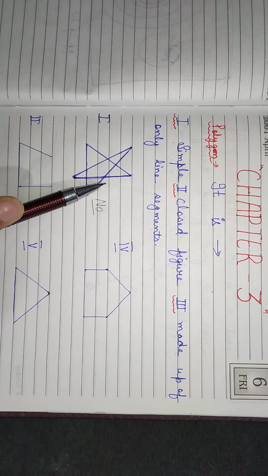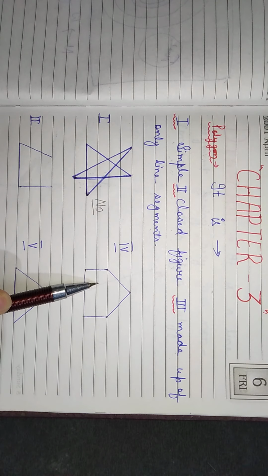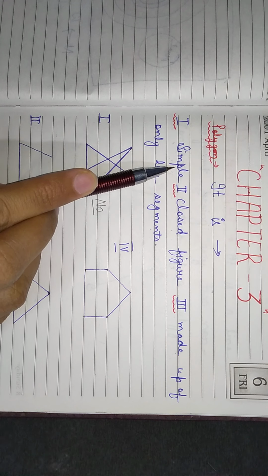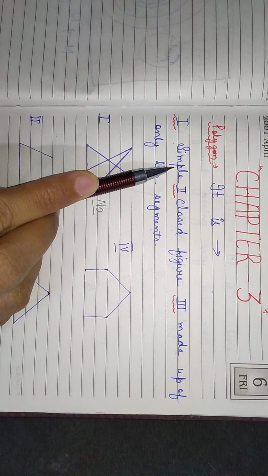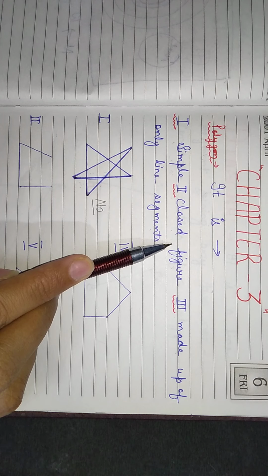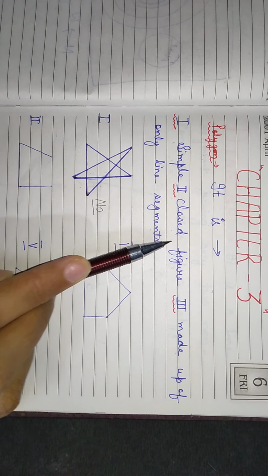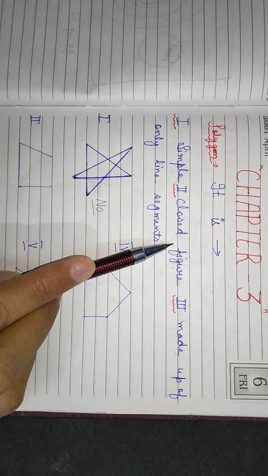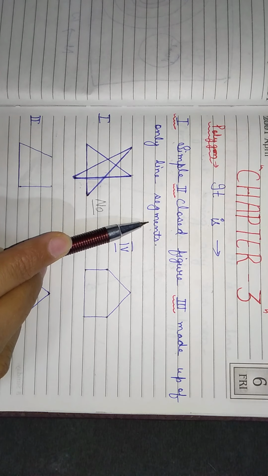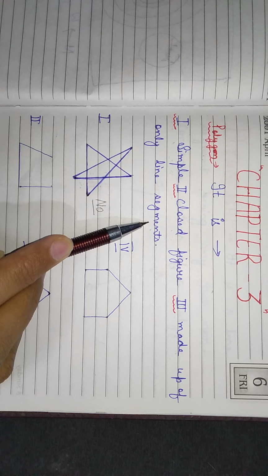Means if we want to check whether any diagram is polygon or not, we will have to verify three conditions. First condition is it must be simple. Simple means no two lines should cross each other. I repeat, simple means no two lines should cross each other. Closed figure means it must not be open. This word itself is clear that it must not be open. Made up of only line segments means there should not be any curves.